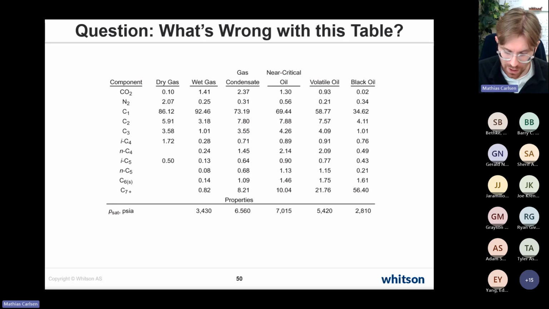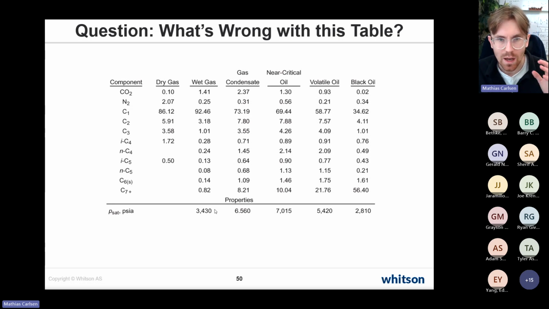Back to this exercise, we have a few guesses here. Yeah, that is right, actually. Sheriff had the right answer: a wet gas should not have a Psat. So if any of you have this book, just X this out, and there should be no Psat. A lot of people also asked a good question: what's the reservoir temperature here? I would say like 200 F or something. But that's exactly right, what Sheriff said there: wet gases should not have a Psat.